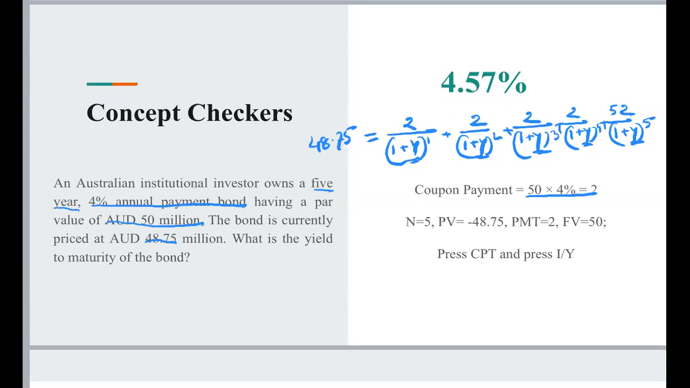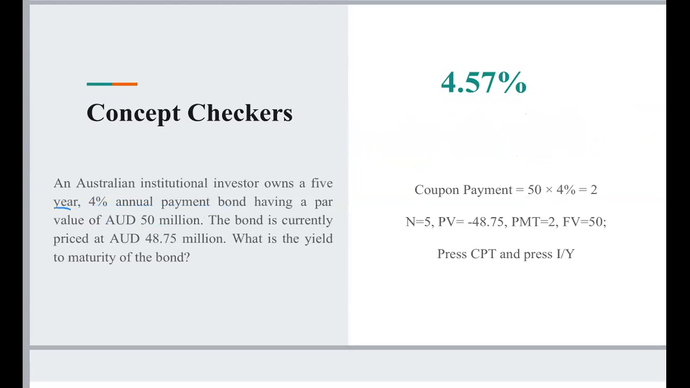In the case of a bond, this is called YTM. Again, we do not need to use the trial and error method. We can solve this YTM using the Texas Instruments BA II Plus calculator. Using that calculator, we will give the input N equals 5, present value equals 48.75. Remember, we have to give this as a negative.